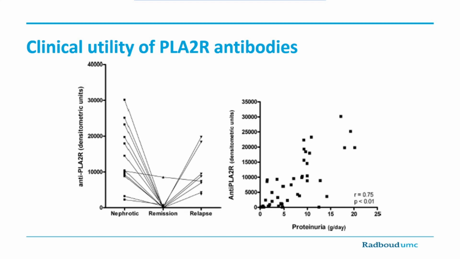derived the first clinical way to use PLA2R. So she showed that the presence of PLA2R highly correlates with the disease activity within patients. So there's a clear abundance of anti-PLA2R antibodies in nephrotic patients. When they're in remission, there's almost none. When they relapse, it comes back. And also it's well correlated with the proteinuria.